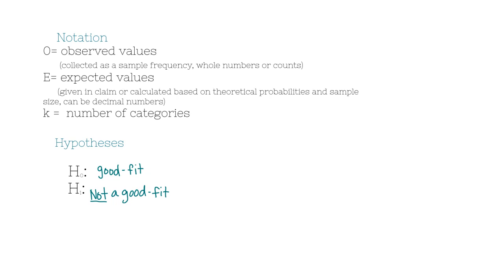It might be possible in the alternative hypothesis for some of your observed values to fit the claimed values, but if you're supporting the alternative hypothesis, it means that at least one of those values differs significantly from the claim. So even if some of them work, like maybe we have the right number of yellows and the right number of orange M&Ms, if we don't have the right number of reds, that's enough evidence for us to reject the null hypothesis and say that the data is not a good fit.